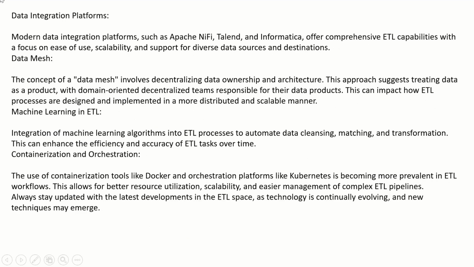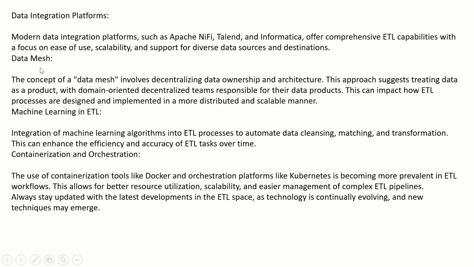Next one is data integration platforms. Modern data integration platforms such as Apache NiFi, Talend, and Informatica offer comprehensive ETL capability with a focus on ease of use, scalability, and support for diverse data sources and destinations.